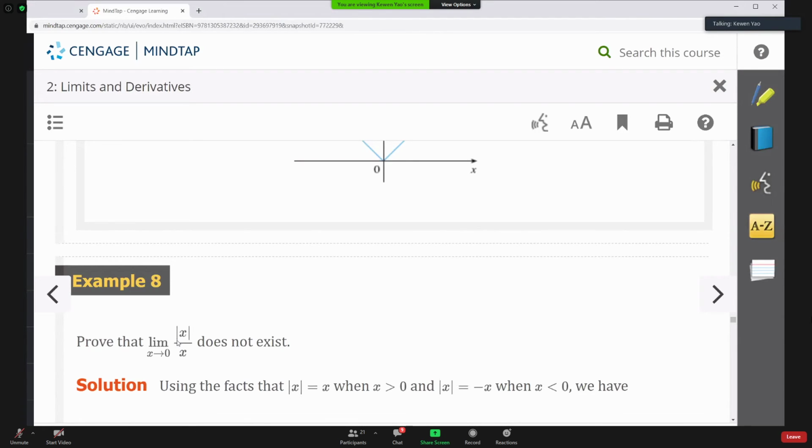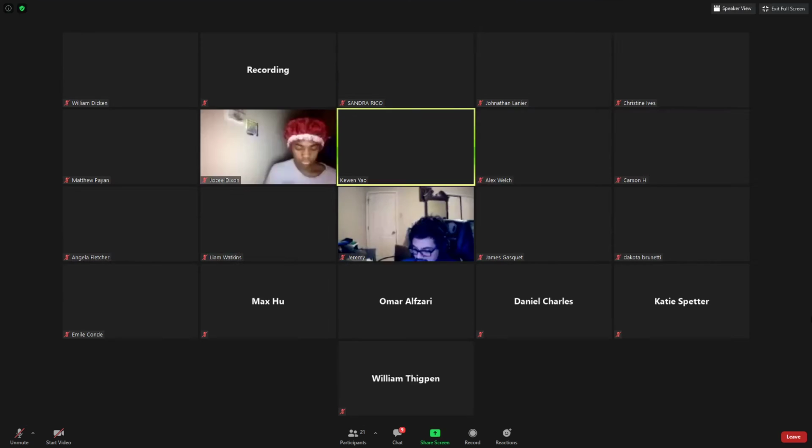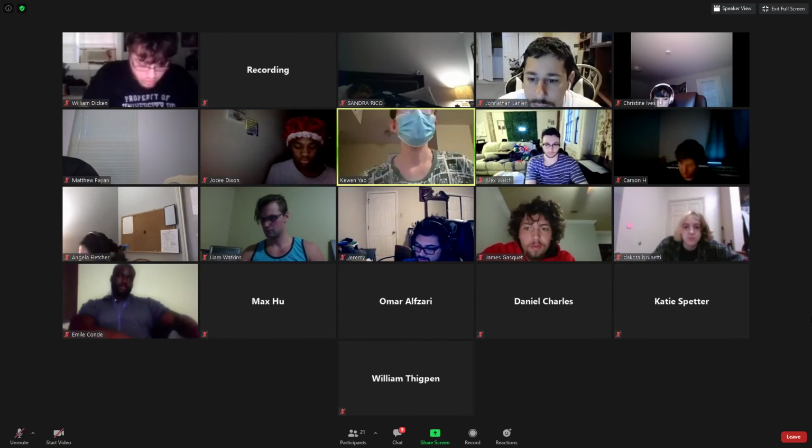Okay, please solve these. Show that the limit of absolute value of x over x as x approaches 0 does not exist. Not every time does the limit exist, right? For this one, the limit does not exist. Please solve these.